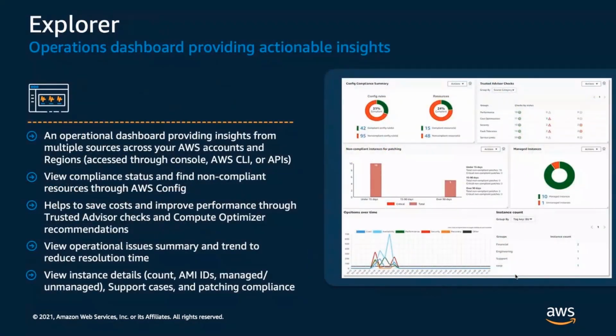Next, as I said, we're going to get into Explorer. Explorer is more of a dashboard. The idea is to give you insights on operational issues across all your AWS accounts and regions, and also work as a consolidator for other tools, such as Compute Optimizer and Trusted Advisor checks. So it's a single pane of glass for our operations, and we're going to do a little tour of this part once we get the demo running.